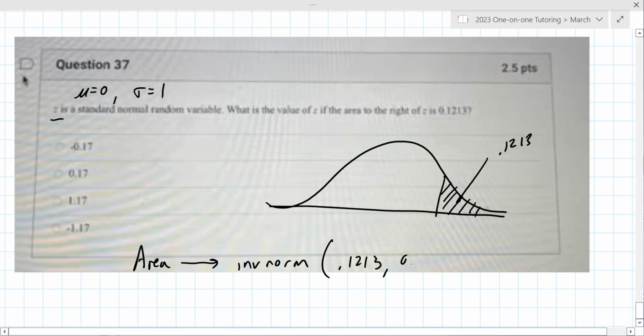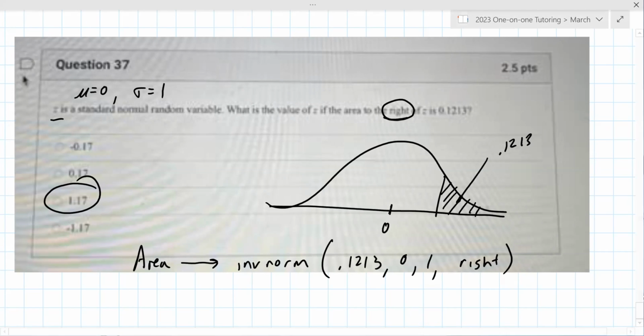0.1213, 0, 1, and then right. I got 1.168, so 1.17. Yes. Now because you're right tail, your answer should be a positive number. If you ended up using left tail because you didn't know what the difference was, you might choose the wrong one. So try to make that drawing if you think it'll help. And how do you know which side of the tail it is? Right there, that word. It'll say right, it'll say left. It will tell you.